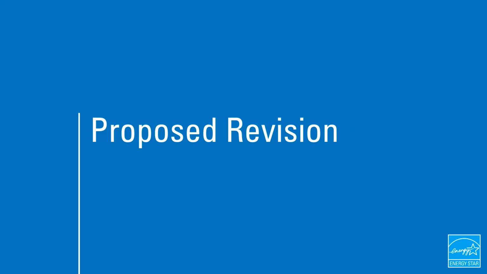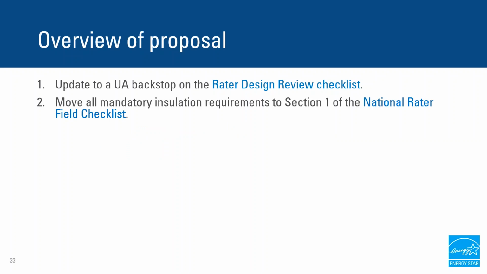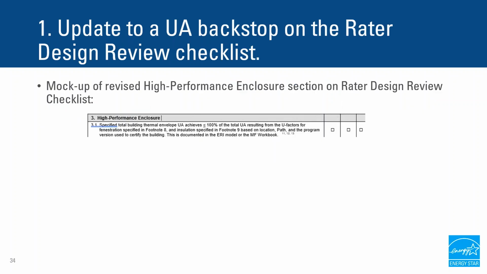So how are we going to do that? Well, the proposal is to update to a UA backstop on the Rater Design Review Checklist, move all mandatory insulation requirements to section 1 of the Rater Field Checklist, and then convert section 3 from mandatory features to a list of details that must be assessed so that they can accurately be reflected in the UA calculation and final energy model. So let's take a look at each of these.